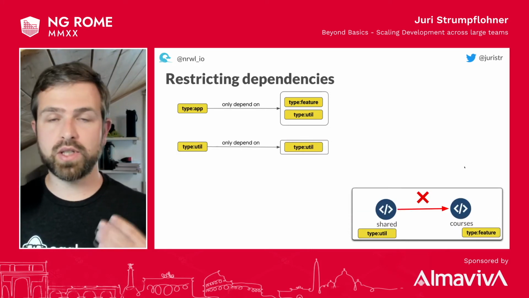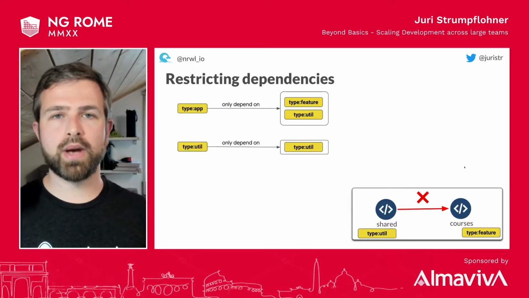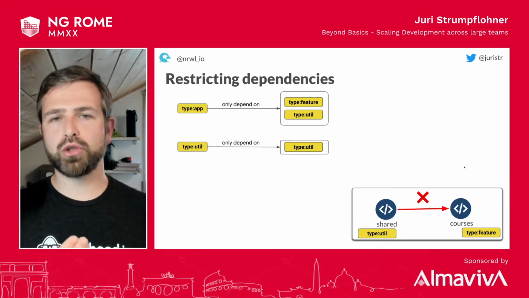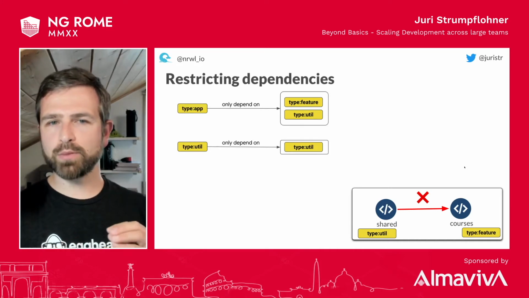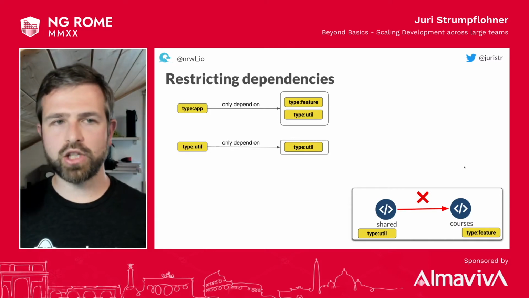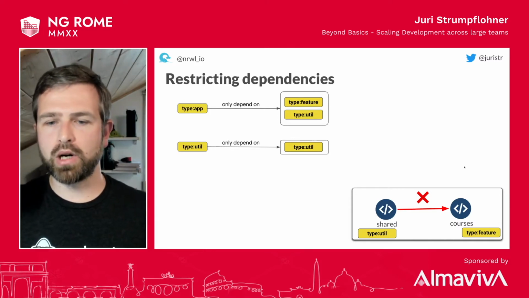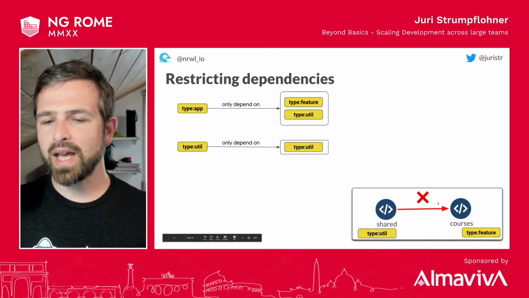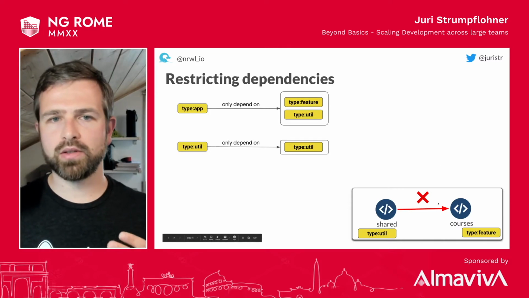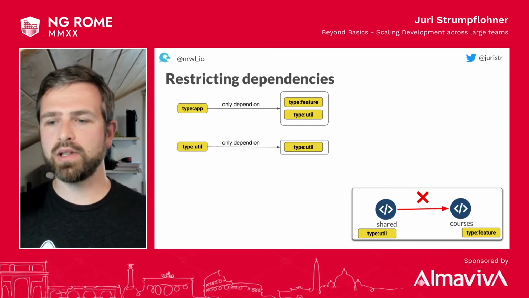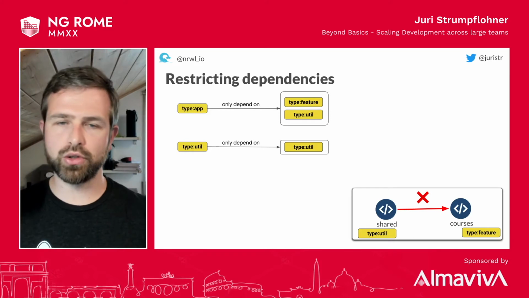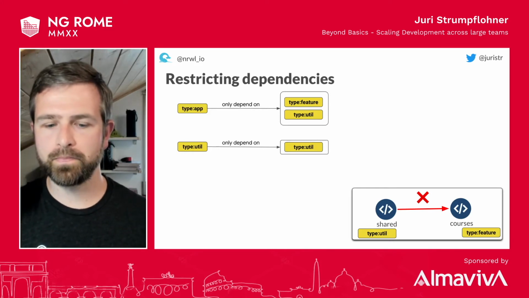Similarly, I can say, for instance, a type utility should only be able to depend on a type utility. The reason here is that utility libraries are usually the very last parts in my whole graph. They just provide some general purpose utility parts. And again, down here, you can see I don't want to have libraries of type utility that might depend on a feature, right? Usually the dependency should actually be vice versa.